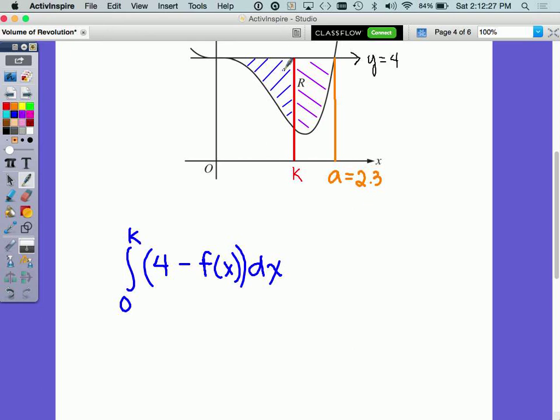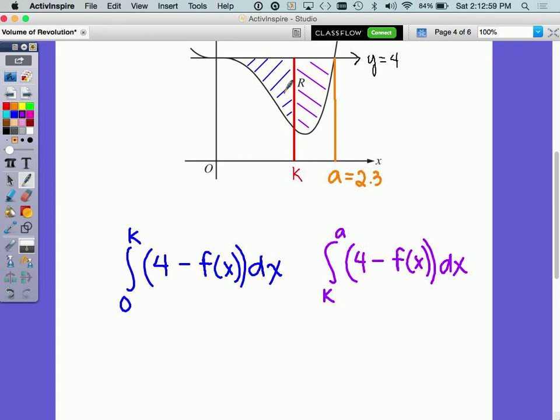If I now look at the purple area, the area of this side, that's going to be, again, the integral from left to right, which in this case is going from k over to a, which is 2.3. And again, it would be my top function, which is still 4, minus my bottom function, which is still f of x, and again with respect to x. So this in purple would give us the area of the purple region. This part in blue would give us the area of the blue region.